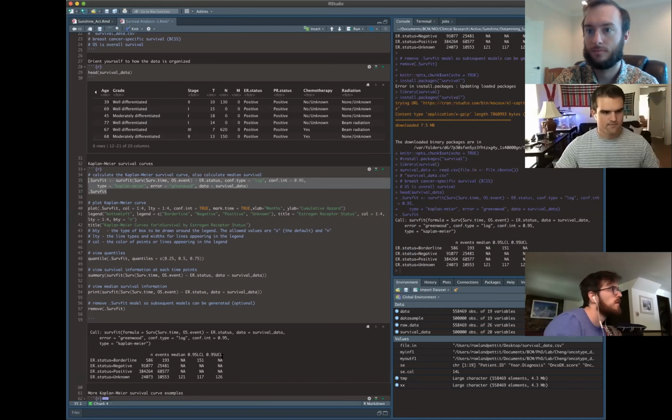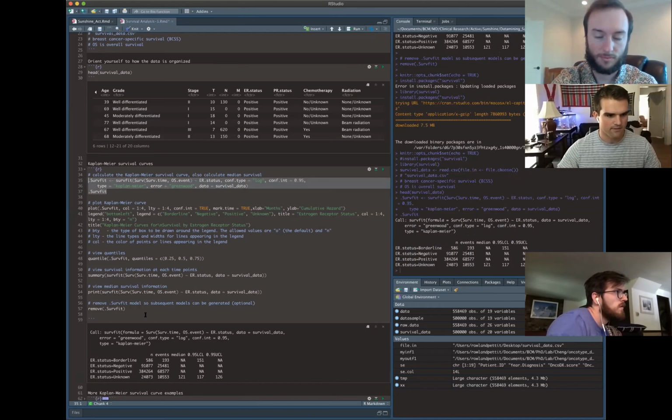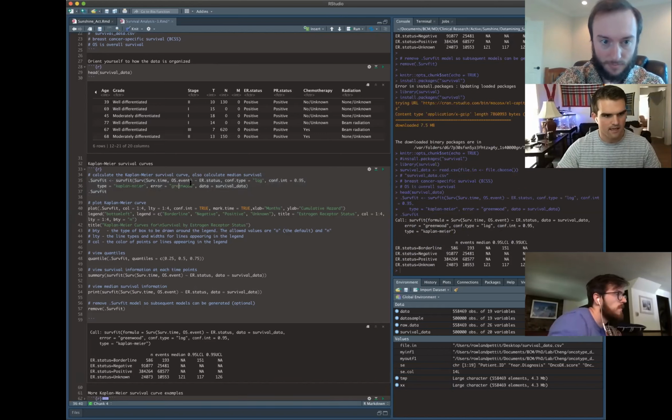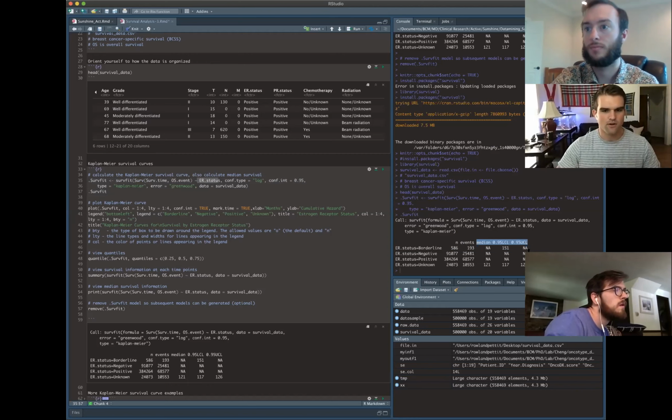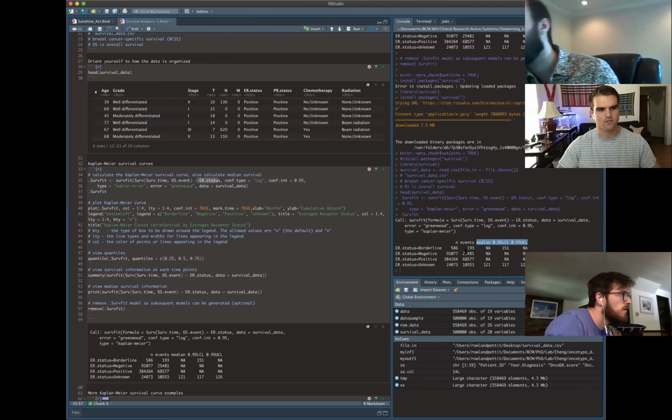So what did that do for us? That created a model, just like any other f of x model, that will predict survival at any given time point. A summary of that is printed out here in the console window. You can see that our results are stratified by ER status, like we wanted, meaning there's borderline, negative, positive, or unknown ER status. You can see the number of persons in each group, the number of events that were captured, and then the median and 95% confidence intervals are not fully populated here, but that's not super important.